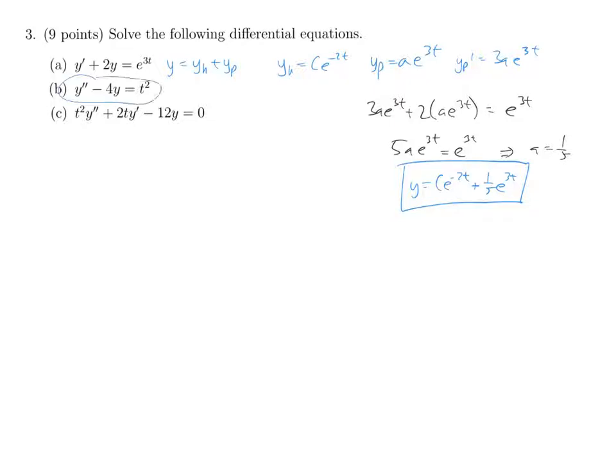y double prime minus 4y equals t squared. So once again, y equals yh plus yp. And the homogeneous solution here is, again, I want you to be able to do this in your head. This is c1 e to the 2t plus c2 e to the negative 2t. Again, I think almost everyone got this right.